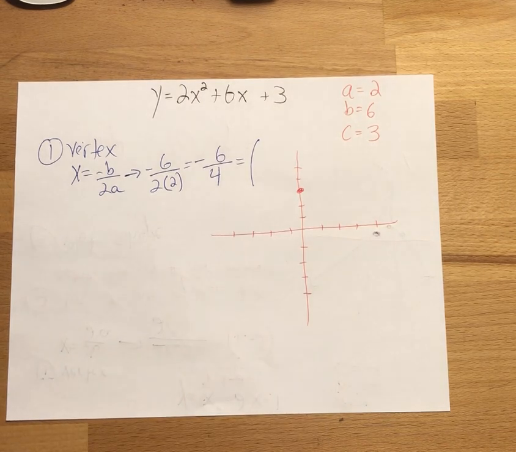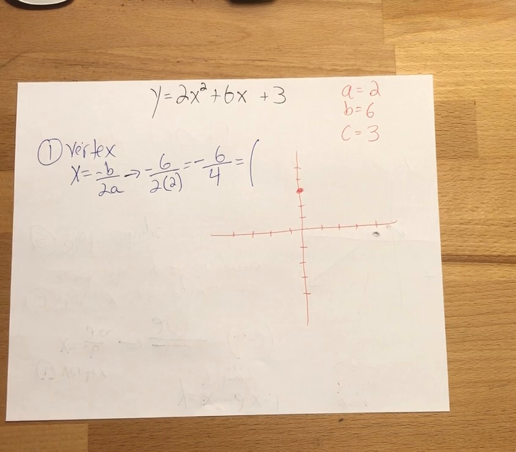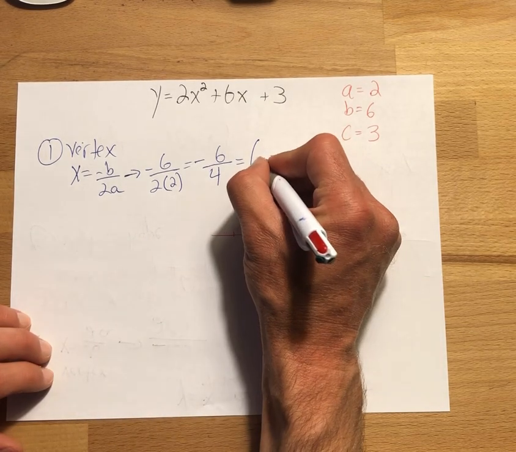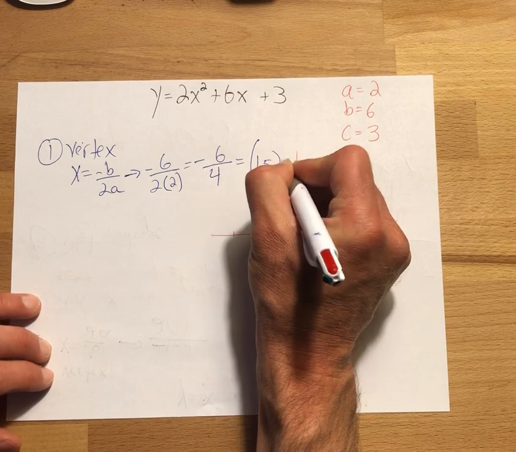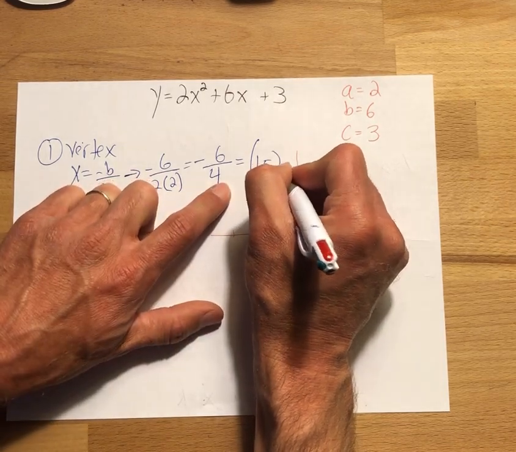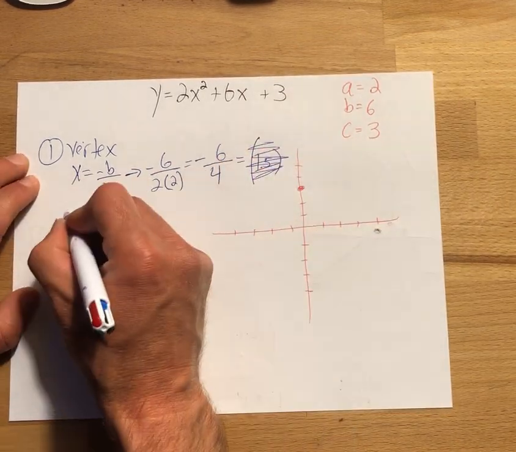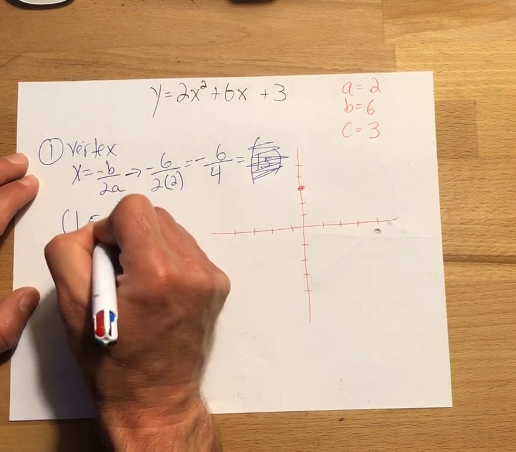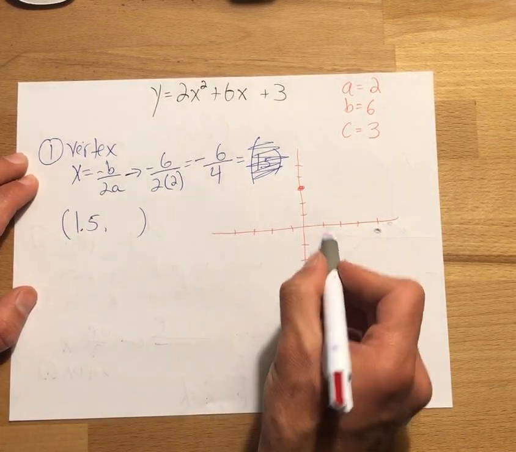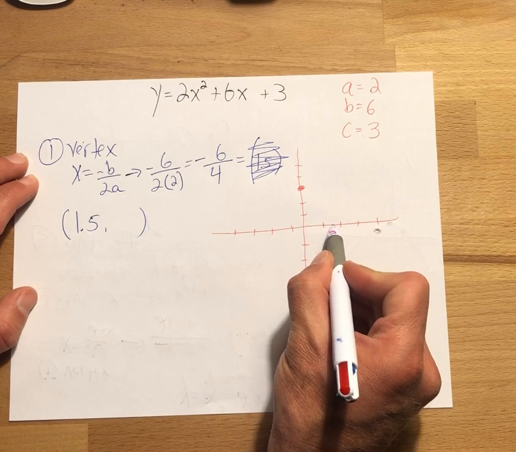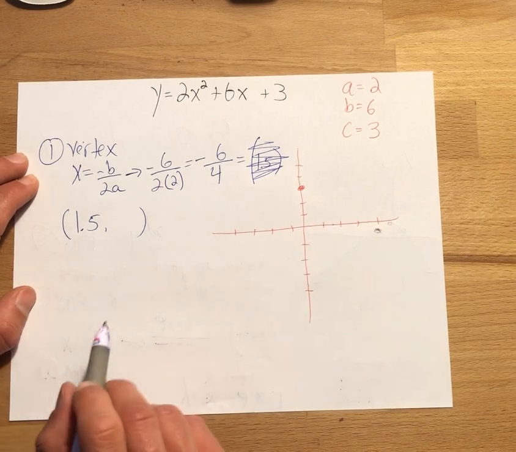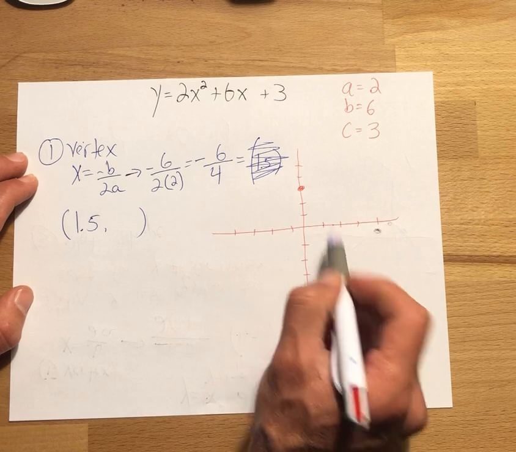I think it's 1.5. 6 divided by 4 is 1.5. 1.5, that's my x number. I still gotta find my y. 1.5 is, here's 1 and then 1/2 right here. Now I gotta figure out how much I go up or down for my y.